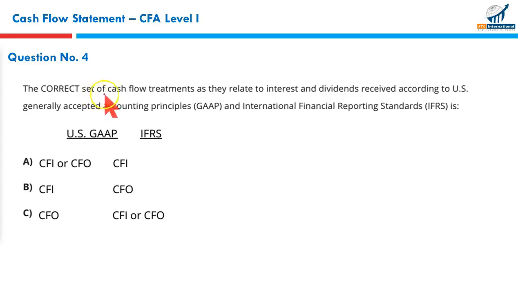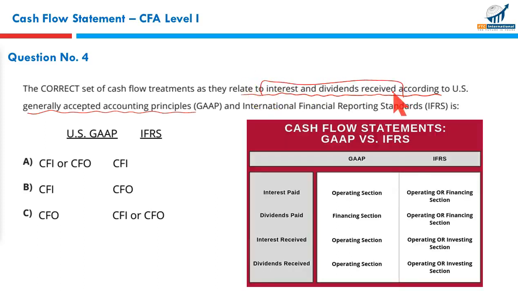Next, the correct set of cash flow treatment as they relate to interest and dividends received according to the US generally accepted accounting principles. How do we treat interest and dividends received under US GAAP? For this, you need this comparative analysis. Remember, interest paid or received are considered a part of the operating section.